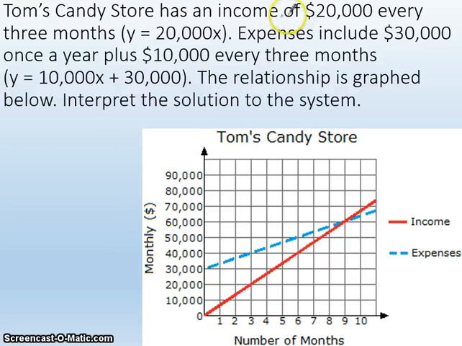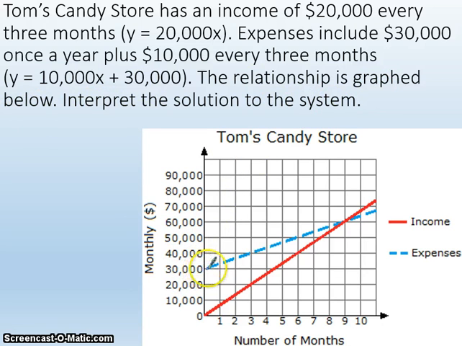Tom's Candy Store has an income of $20,000 every 3 months. So y equals 20,000x. So you can see his income is the solid line. Goes up 20,000 every 3 months. Up another 20,000 every 3 months. Okay, so that's this line. Expenses include 30,000 once a year plus 10,000 every 3 months. y equals 10,000x plus 30,000. The relationship is graphed below. Interpret the solution to the system.